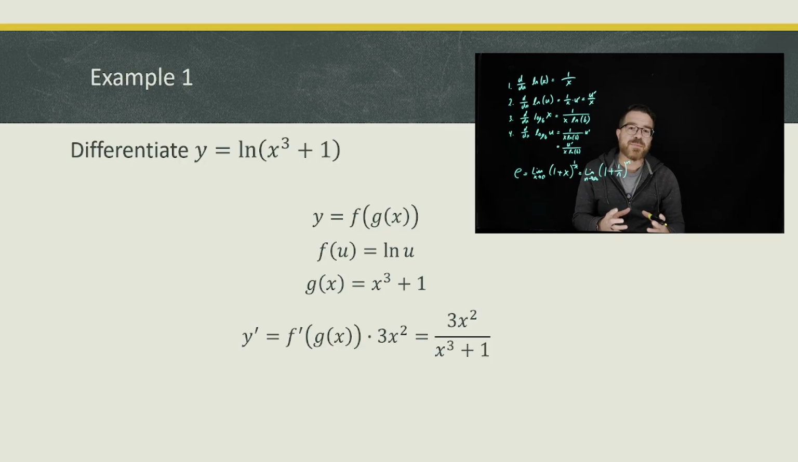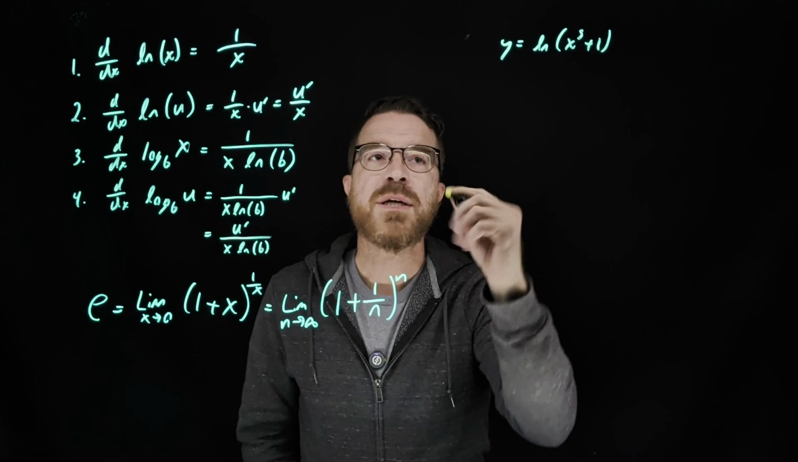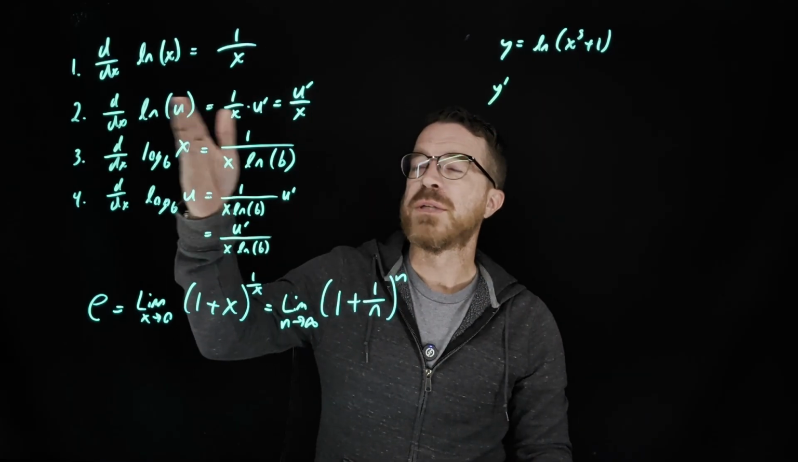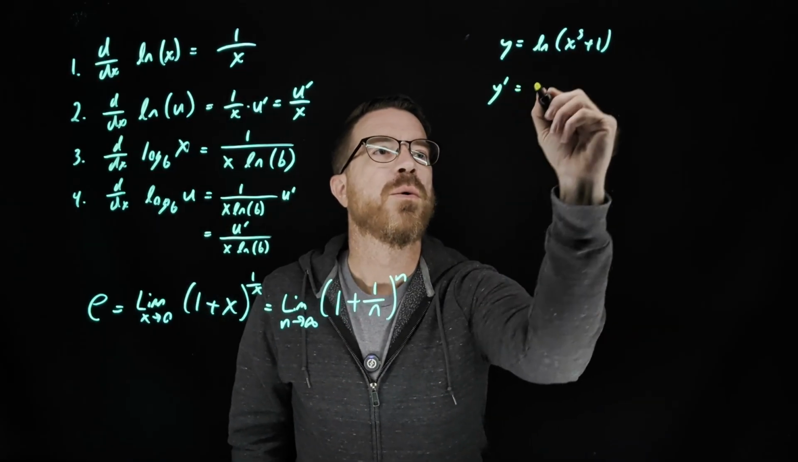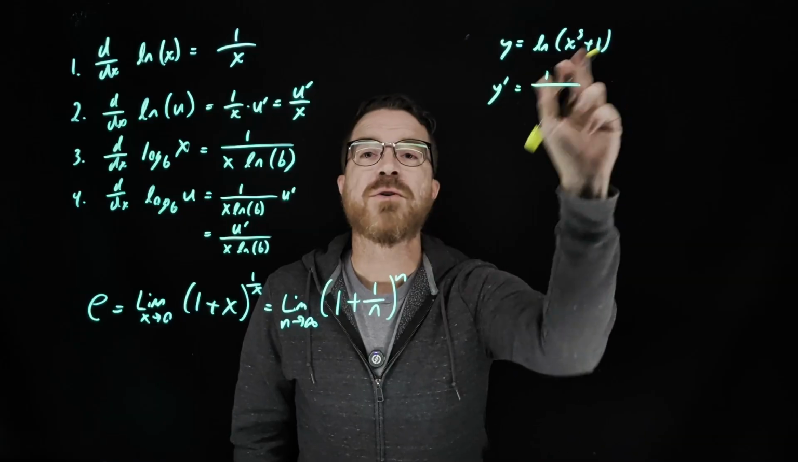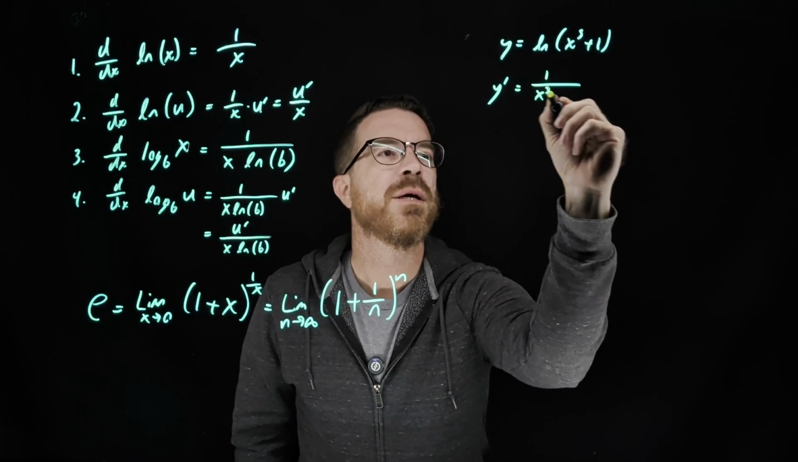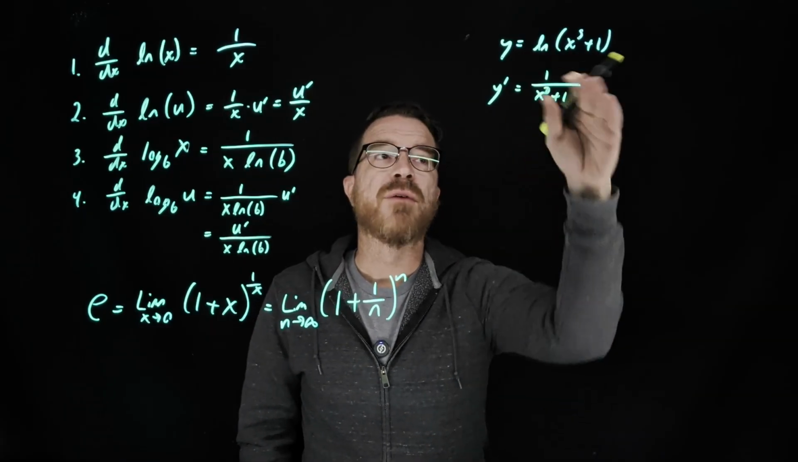So let's do some examples based on these new rules. The first is we want to differentiate y equals the natural log of x cubed plus 1. Looking at our rules, whenever we take the derivative of the natural log of some function in terms of x, this is going to be 1 over whatever's within the natural log, so x cubed plus 1. And then we're going to take the derivative of whatever's inside.